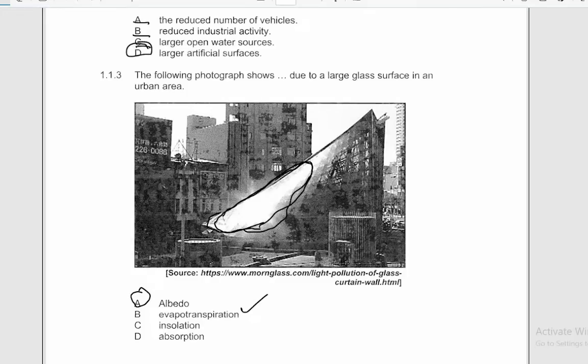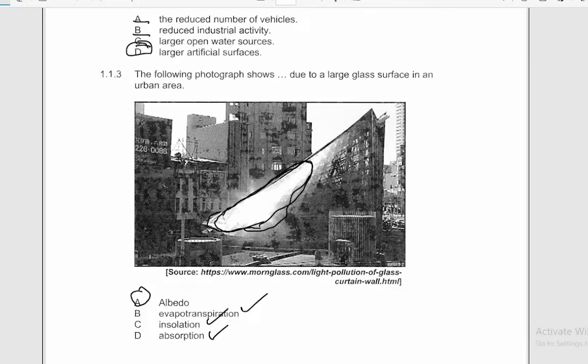Evapotranspiration, we are looking at a combination of evaporation and transpiration. Insolation, we are looking at incoming heat radiation. Absorption, we are looking at surfaces that take in incoming heat. So the correct response here is albedo for number 1.13. Right, we quickly move on to the next question.